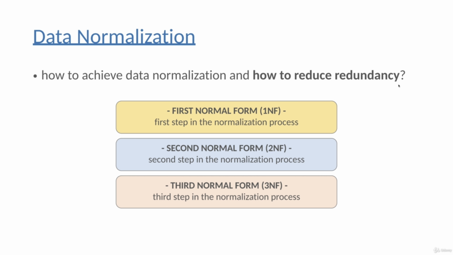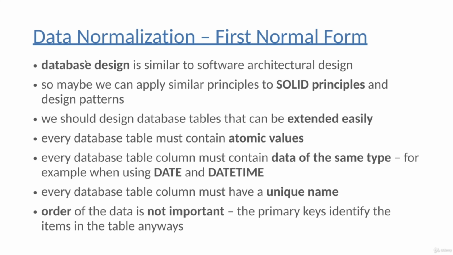In the previous lecture, we talked about how, if we want to achieve data normalization and reduce redundancy, we have to consider three steps. In this lecture, we are going to focus on the first normal form. Database design is very similar to software architectural design. I'm not sure whether you are familiar with the SOLID principles or design patterns, but basically we have to ensure approximately the same principles. We should design database tables that can be extended easily, and there are several criteria as far as the first normal form is concerned.